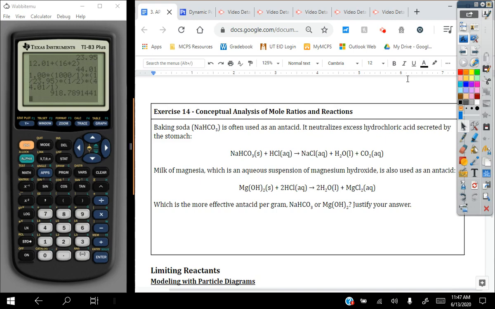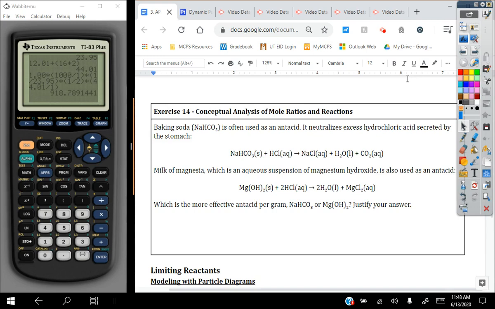Baking soda is often used as an antacid. It neutralizes excess hydrochloric acid secreted by the stomach. Milk of magnesia, which is an aqueous suspension of magnesium hydroxide, is also used as an antacid. I believe milk of magnesia is the same thing as Mylanta, if you're familiar with Mylanta. Let me double check that real quick. You might have encountered that before as well. Yep, it's actually a mixture of magnesium hydroxide and a couple of other things, but Mylanta is very similar to milk of magnesia. So then this question is asking which is more effective, the more effective antacid per gram, NaHCO3 or Mg(OH)2? Justify your answer.